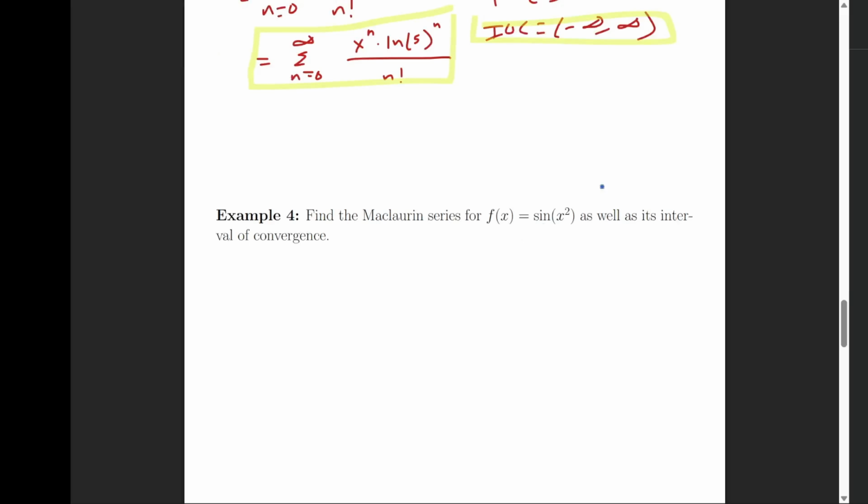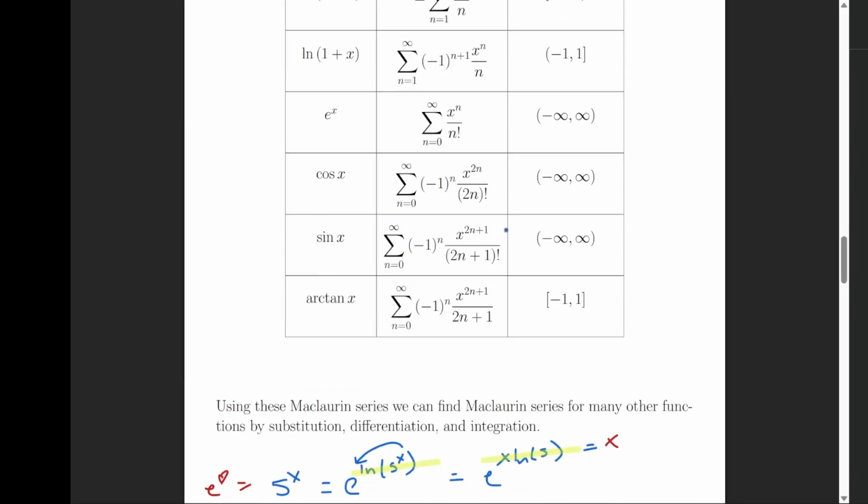And it's a different example. So, find the Maclaurin series for this expression, right? So we know what sine of x is. We don't know what sine of x squared is, but we know what sine of x is. It's this thing right here.